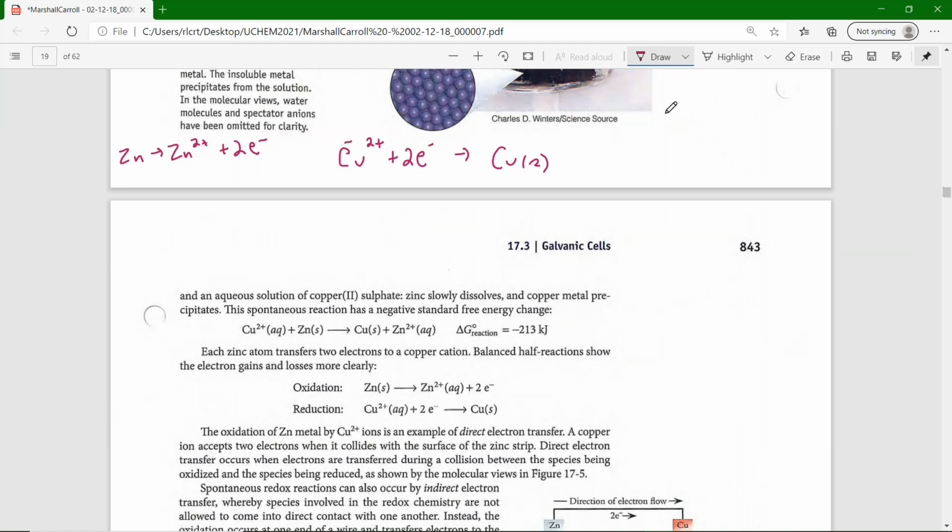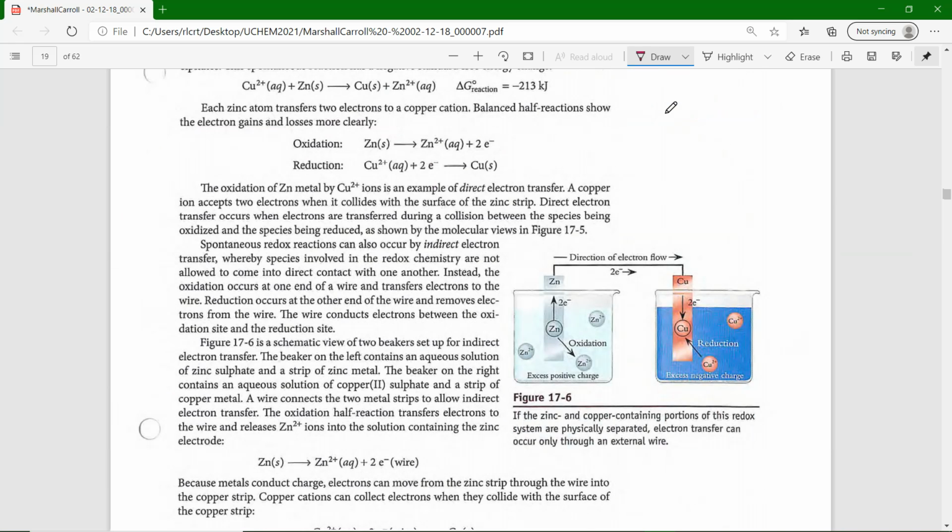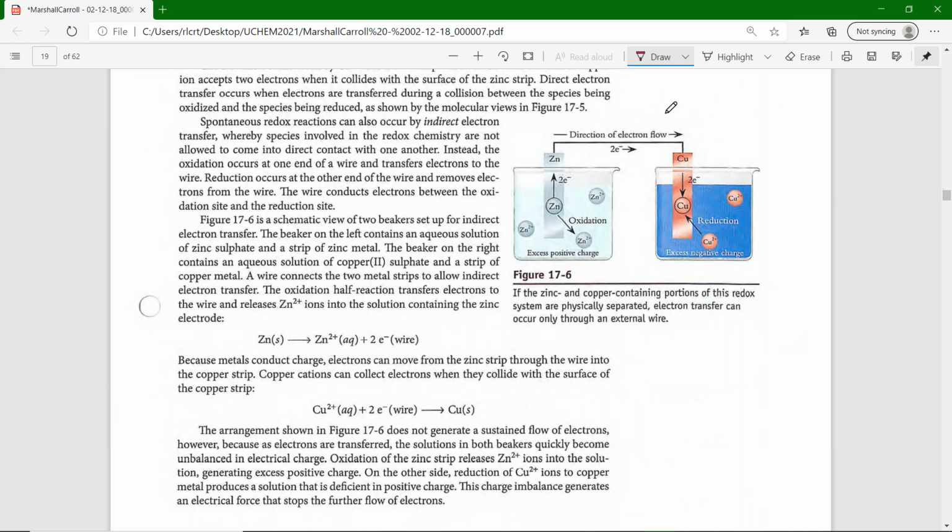And so you can have direct electron transfer and indirect electron transfer. And here we show in figure 17.6. Notice I'm not going to read every little paragraph in here. I'm going to just get down to the nuts and bolts of it all. So the zinc is the anode. Anode is always oxidation. So oxidation takes place at the anode. And the copper 2+ gobbles up electrons, so that's reduction. And reduction always takes place at the cathode. So there's my direction of electron flow.